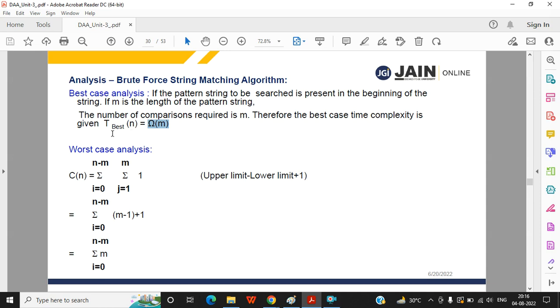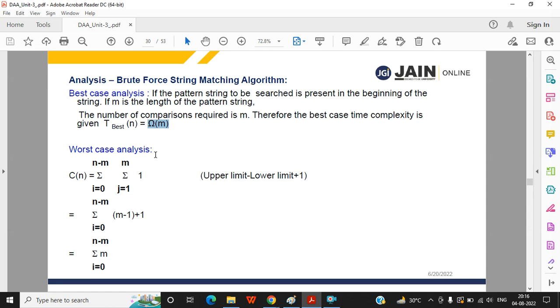Okay, we will do the complexity analysis for different types of algorithms probably in the next class. Okay. So now consider this one, worst case analysis. Worst case analysis means while the loop iterates for the maximum number of times, right?